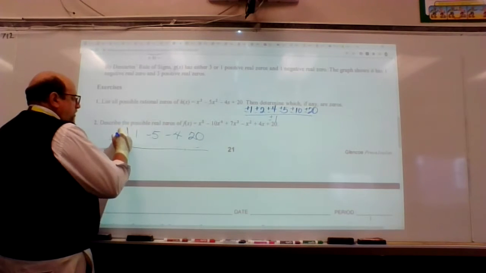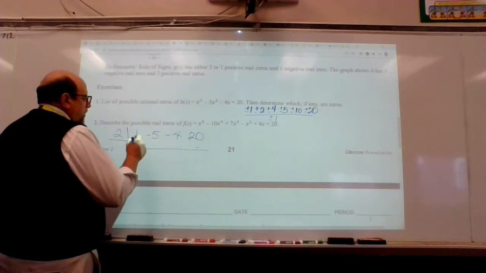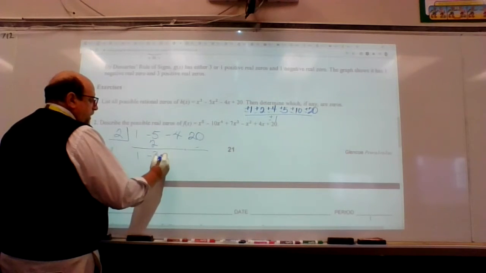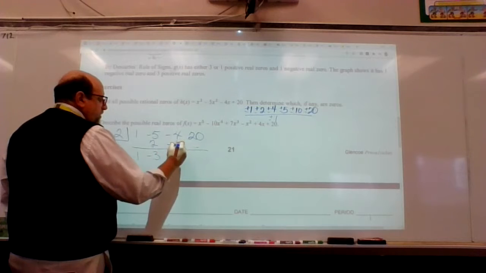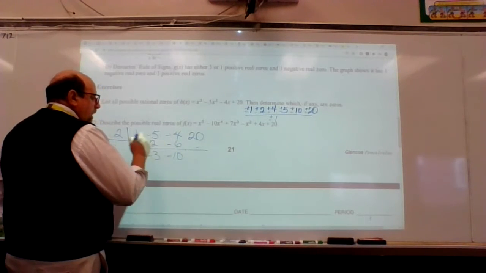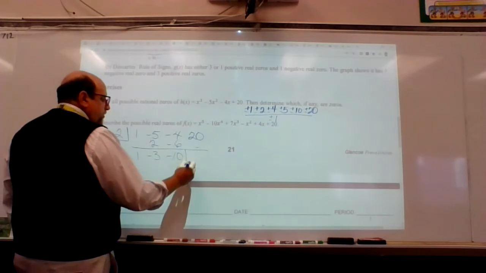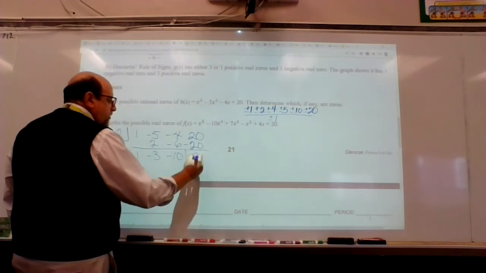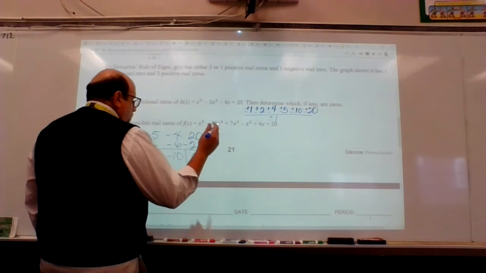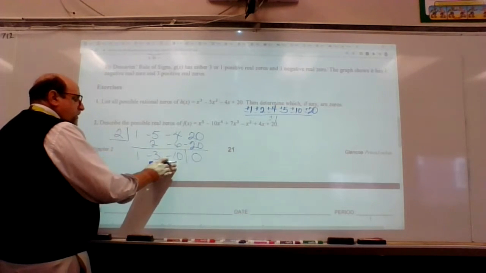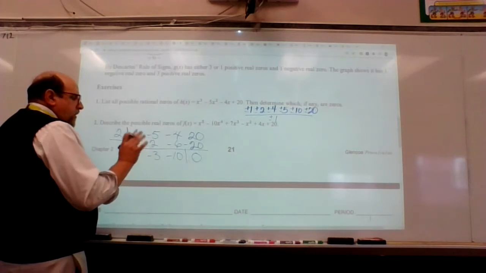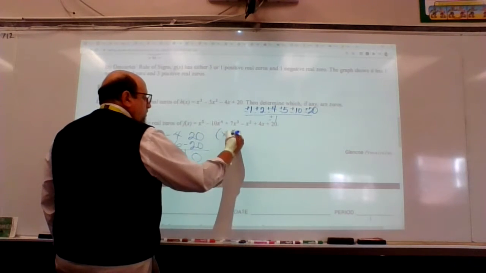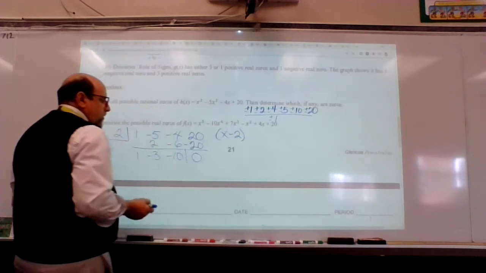I'm going to use positive 2, and that would be x minus 2. So drop down the 1, you put a 2 in here. We have negative 3, negative 6, negative 10. Hey, looky, looky, looky, we have a real 0. 2 times negative 10 is negative 20. When we add that up, we get a 0. So we know right now, even if we didn't do the math here, we know for a fact that x minus 2 is a factor, all right?